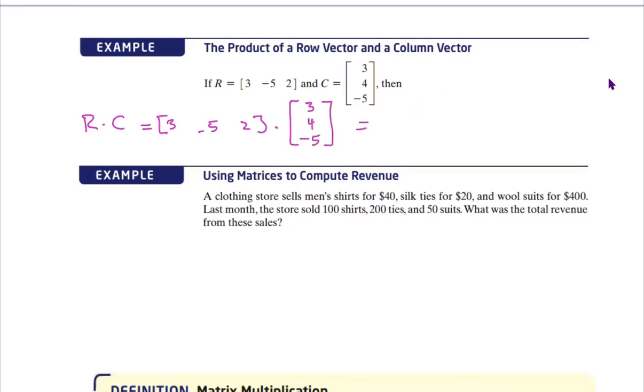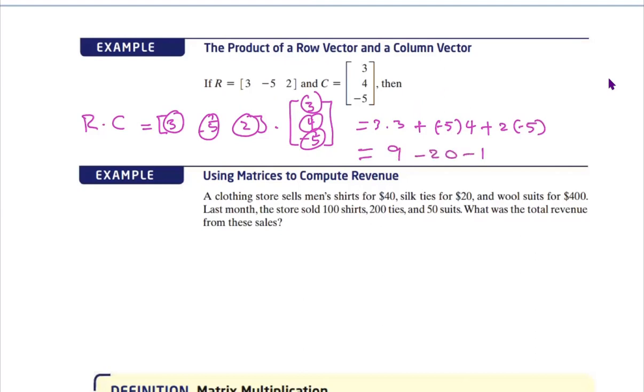So that equals the numbers on the same entry number multiplied together. Let me put it: 3 times 3 plus -5 times 4 plus 2 times -5. So combined, that's 9 minus 20 minus 10. So that is -21.